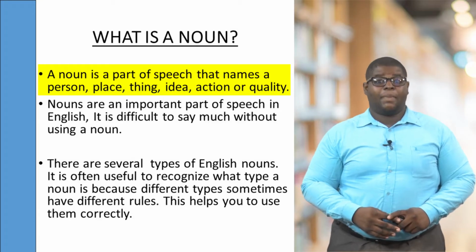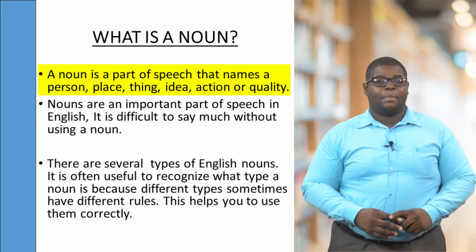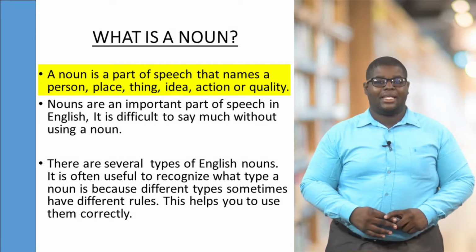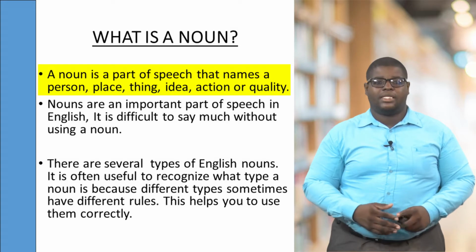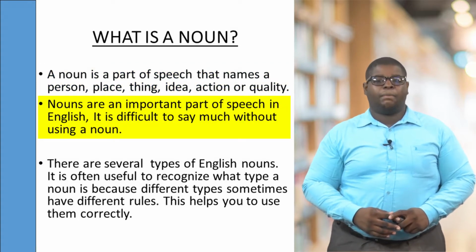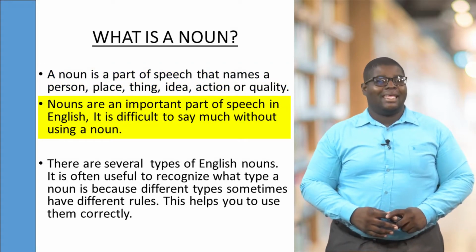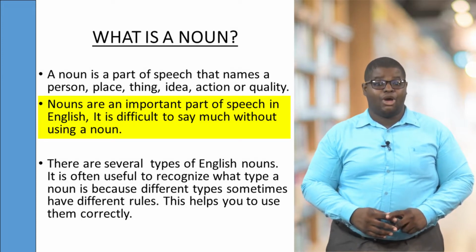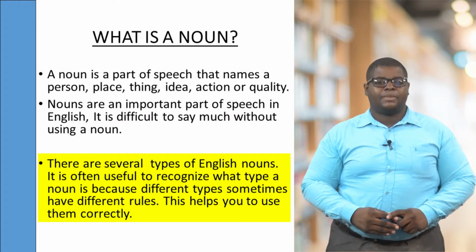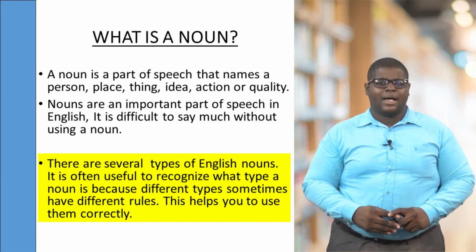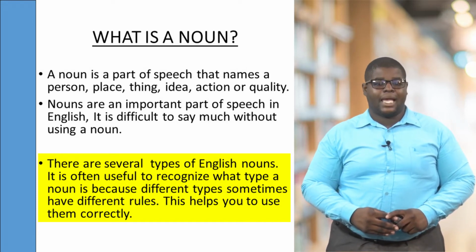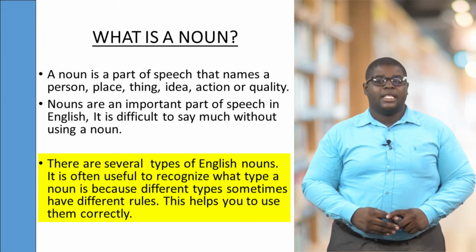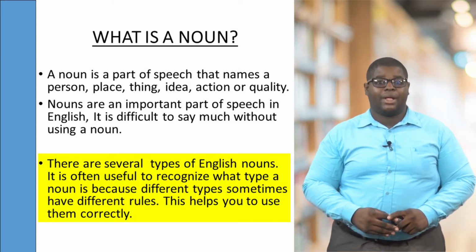A noun is a part of speech that names a person, place, thing, idea, action, or quality. Nouns are an important part of speech in English. It is difficult to say much without using a noun. There are several types of English nouns. It is often useful to recognize what type a noun is because different types sometimes have different rules. This helps you to use them correctly.